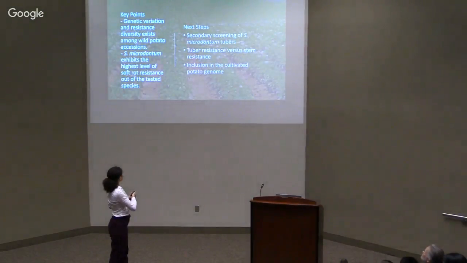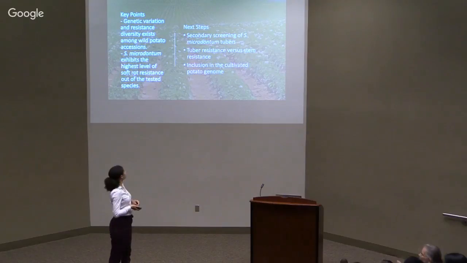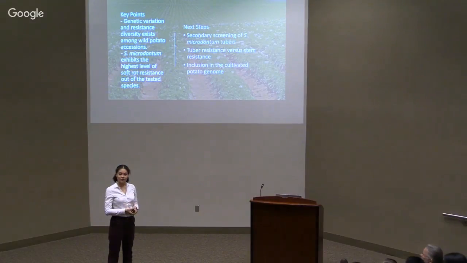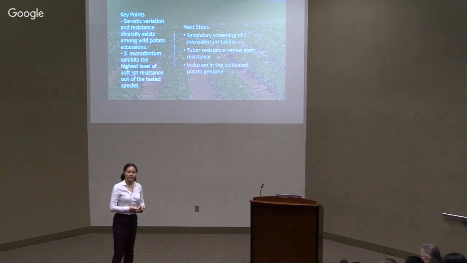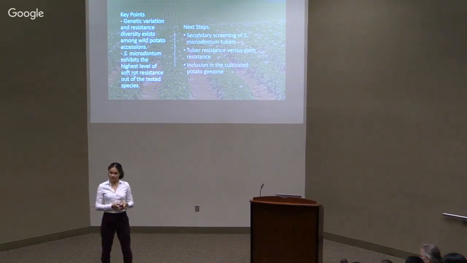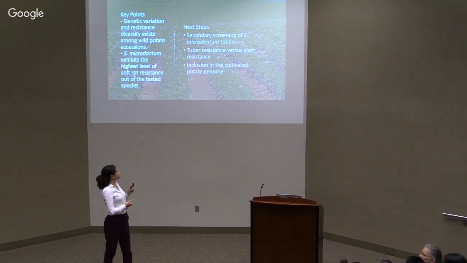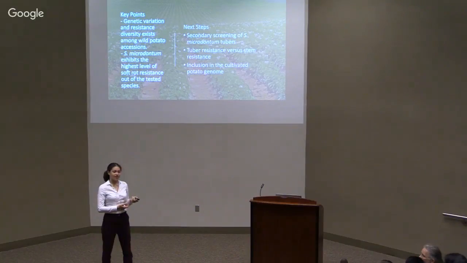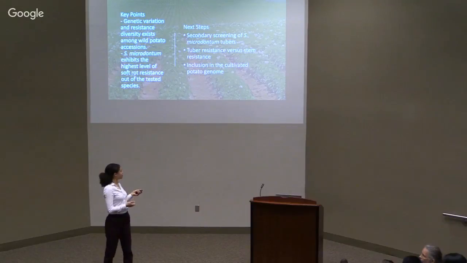So our key points and next steps for our experiment. Key points is that genetic variation and resistance diversity exists among the wild potato accessions. And then our most important find for this was that Solanum microdontum occurs with the highest resistance to Dickeya dianthicola out of all of the species and accessions that we tested. Our next steps is to conduct a secondary screening of the Solanum microdontum species. And now, instead of doing coarse screening, we'll be going into a finer screening, and we can limit it to what specific plants have the highest resistance to this disease and infection out of all of them.